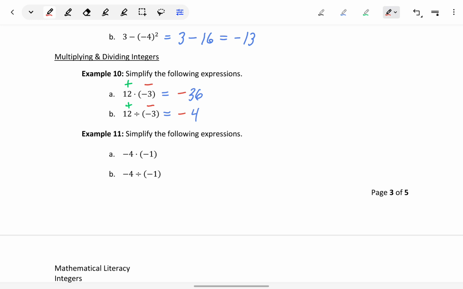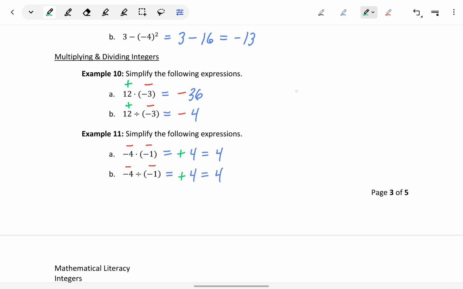In example 11, we're multiplying and dividing two negative values. If we have a negative times a negative or a negative divided by a negative, that result will end up being positive. So negative 4 times negative 1 will end up giving us positive 4, or just 4. And negative 4 divided by negative 1 will again give us a positive, since we have a negative divided by a negative, a positive 4, or again just 4.